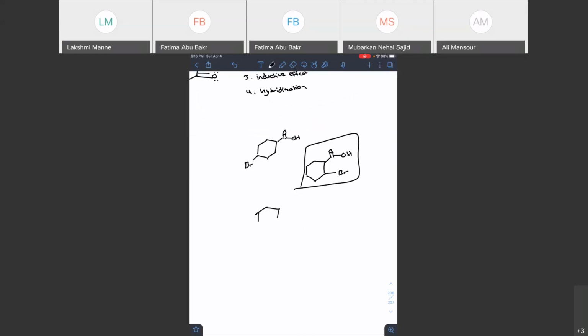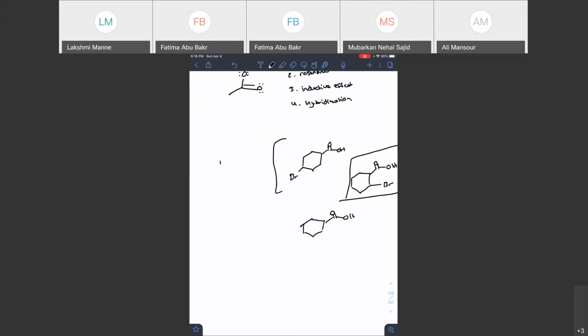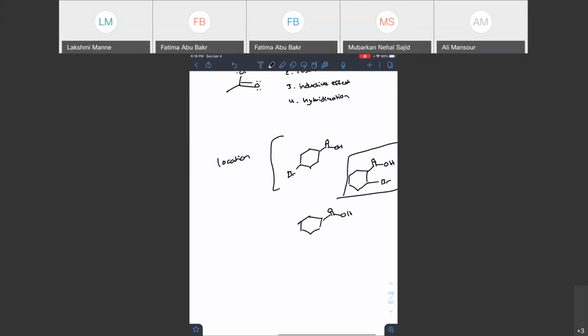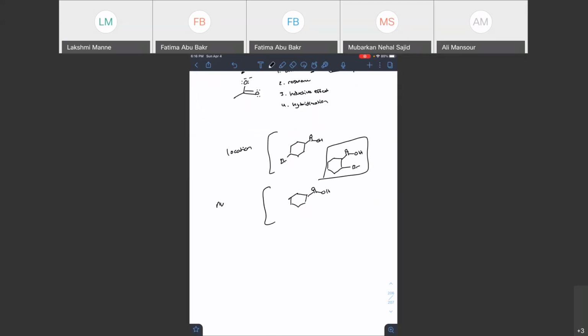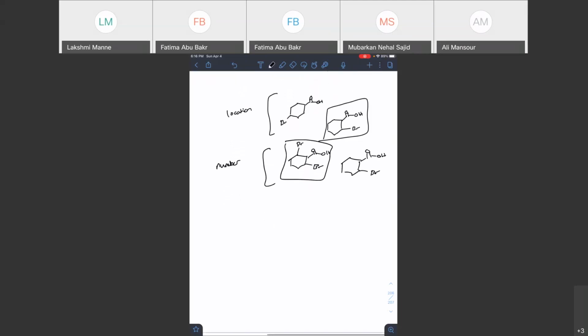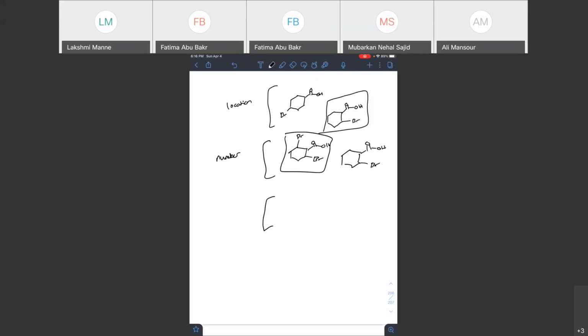So I guess number one would be location. Number two would be number. These are just some tips for figuring out inductive effect. If I have two Brs on there, that's going to be more acidic than when you have just one Br, right? So this one's more acidic. So we have location, we have number, and then we also have the type, right? Some atoms are going to be more inductive than others. So let's go through that a little bit.